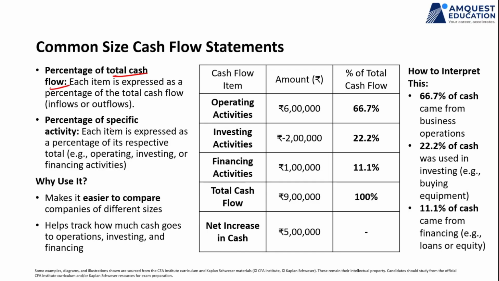Option number two, percentage of specific activity, which means each item is expressed as a percentage of its respective activity, which means the total of operating, investing, or financing activity. Why would you like to do this? It makes it easier to compare companies of different sizes, and it helps track how much cash goes to operations, investing, and financing. So you can look at this optically and decide, okay, we are spending a lot on, let's say, investing activity, and maybe we need to reduce investing activity and pay more of our liabilities.